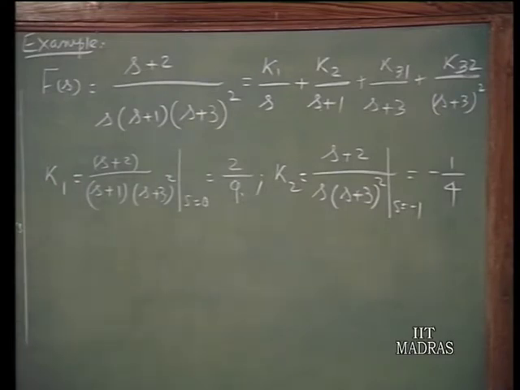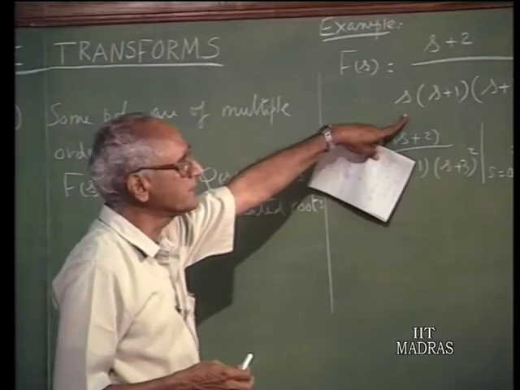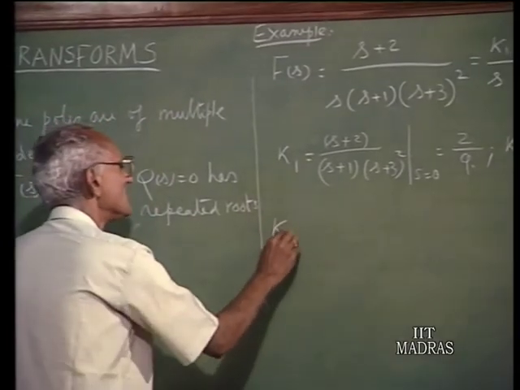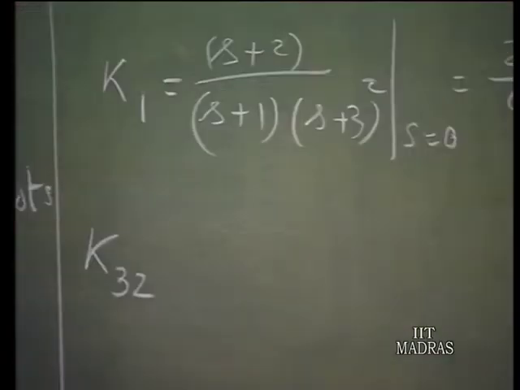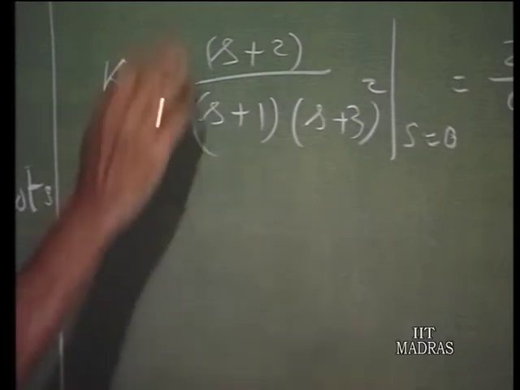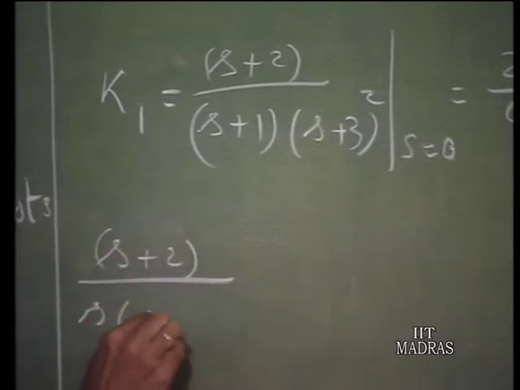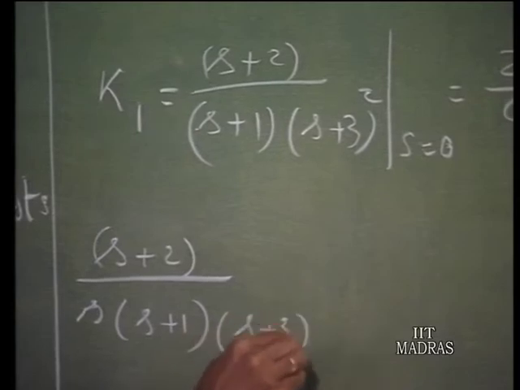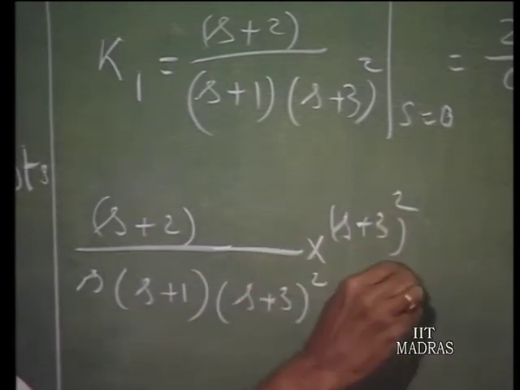Now you have to find out k31 and k32. Of this, k32 is easily found out by multiplying this rational function by s plus 3 whole squared, so that on substitution s equals minus 3, all the other terms vanish. Therefore k32 can be found out as, or maybe we will illustrate this in a more general way. Let us say, suppose I write here s plus 2 over s times s plus 1 times s plus 3 whole squared. I multiply this by s plus 3 whole squared, so that this term will be cancelled out, and we will call this M of s.